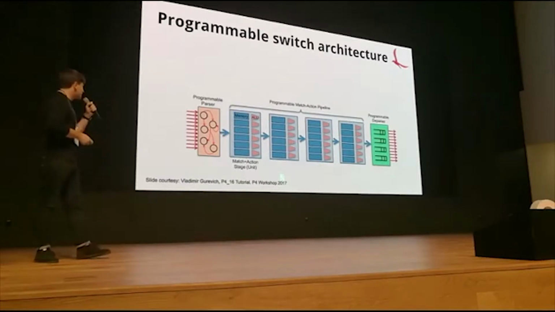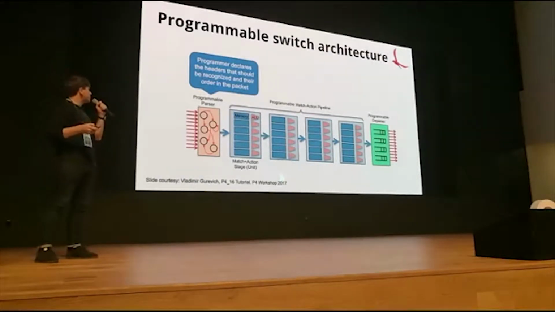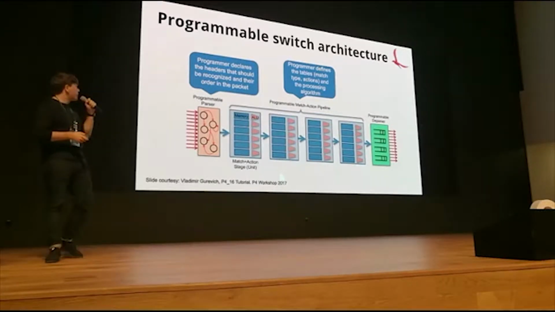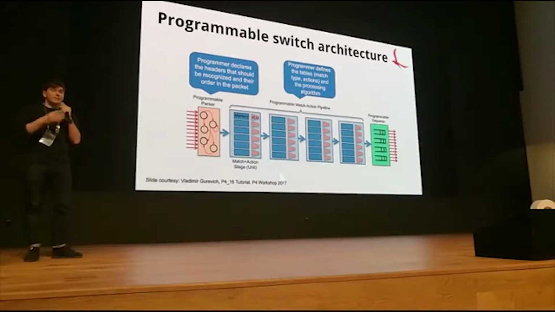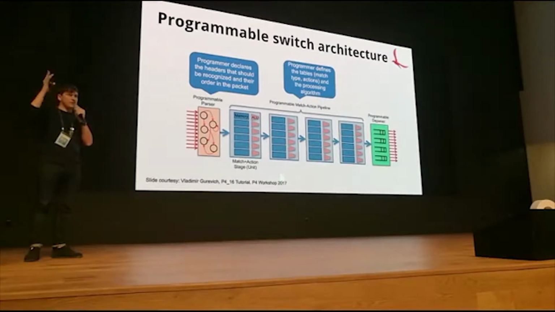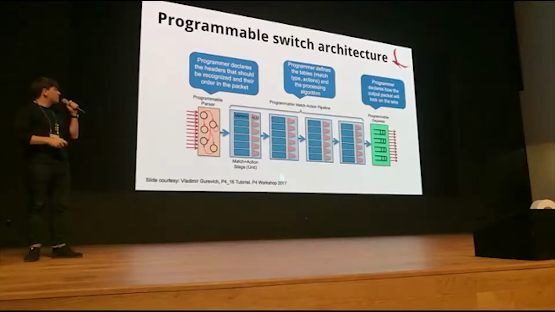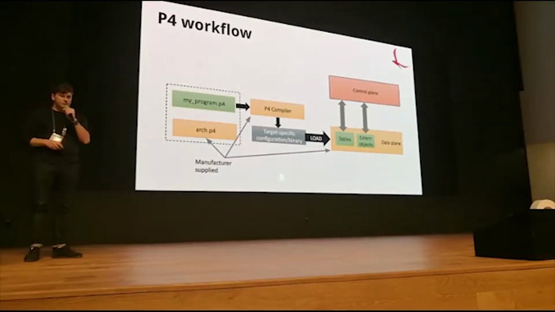Okay, now talking about serious stuff, this is the architecture of a programmable switch. What you have at the beginning is a so-called programmable parser, where a programmer declares the headers that should be recognized and their order in the packet. Then in the middle you have a programmable match action pipeline, where the programmer defines the tables, including the match type, headers, the actions, the size of the table, and the processing algorithm, like the sequence of tables that should be applied to the packet. Finally, you have a deparser, where the programmer declares how the output packet will look on the wire.